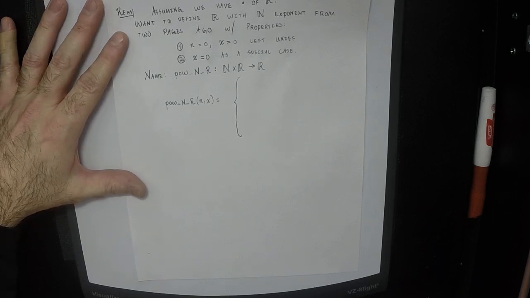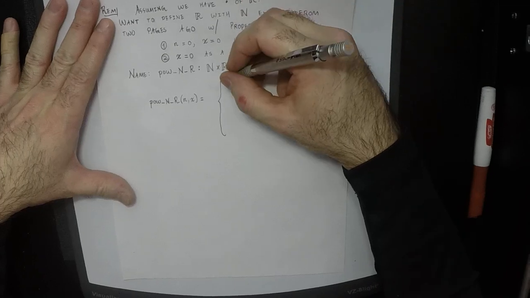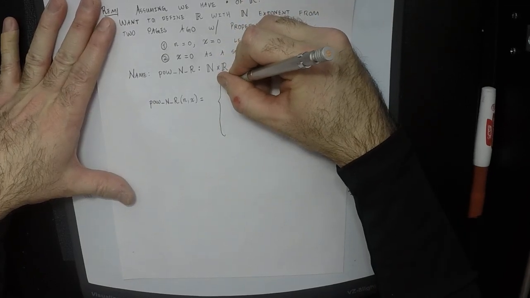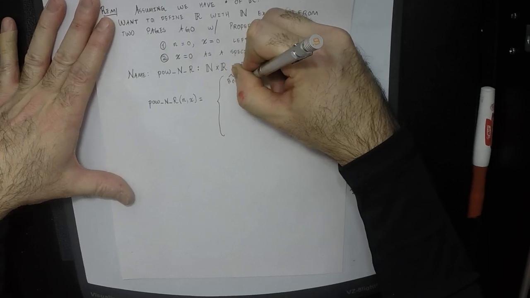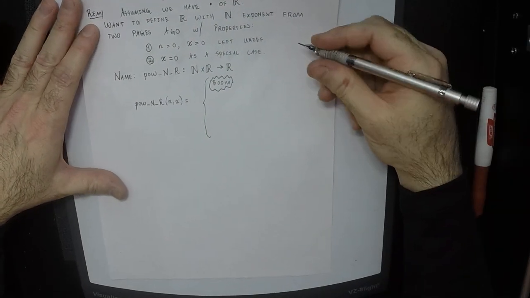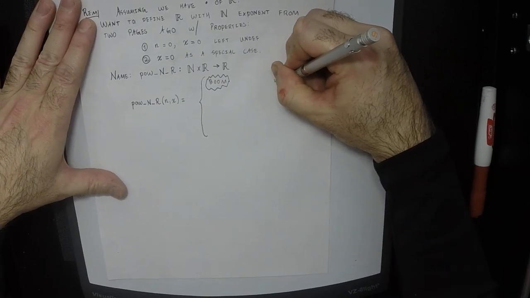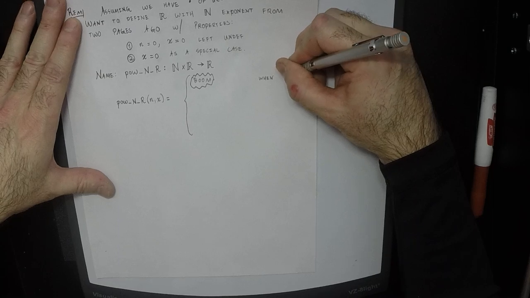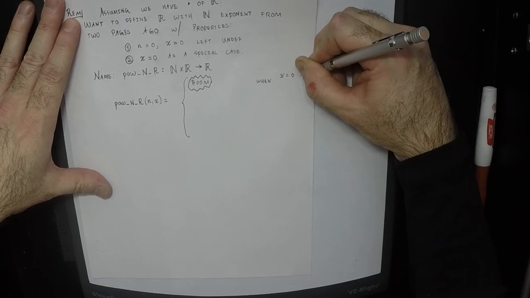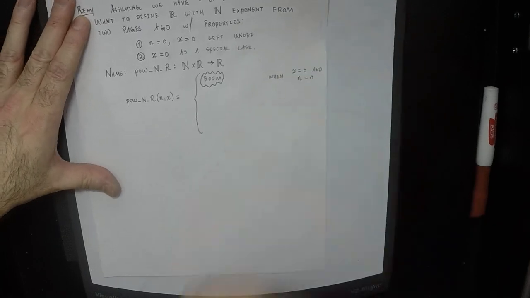Okay. So, well, to say that something is undefined, you just don't define it, right? It's just not there, right? Well, I guess we could be specific. We're going to go boom or whatever. When what? When x is equal to 0 and n is equal to 0. Okay, fine. That's not very mathematical, but I think you take my meaning. Okay. Then what could be the next case?